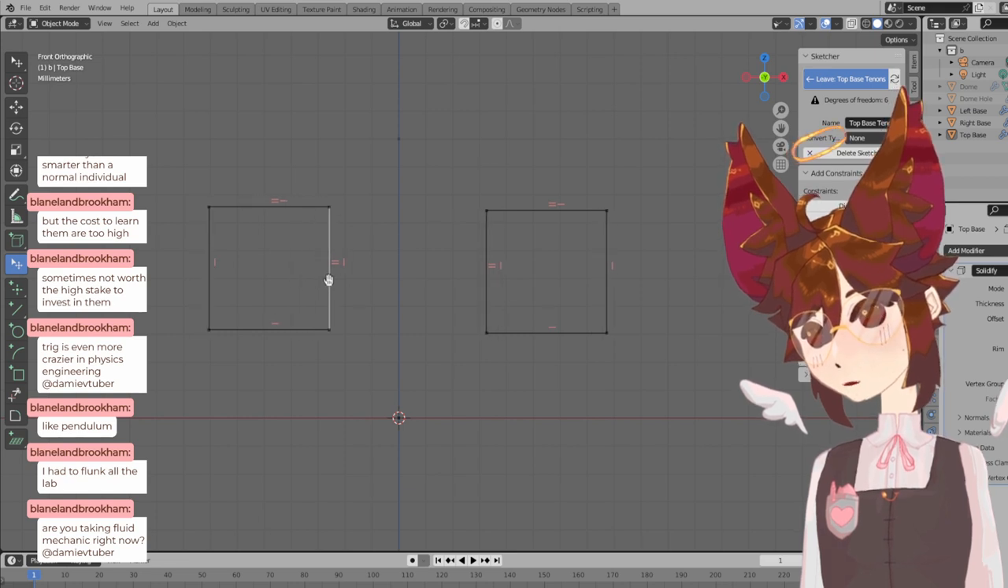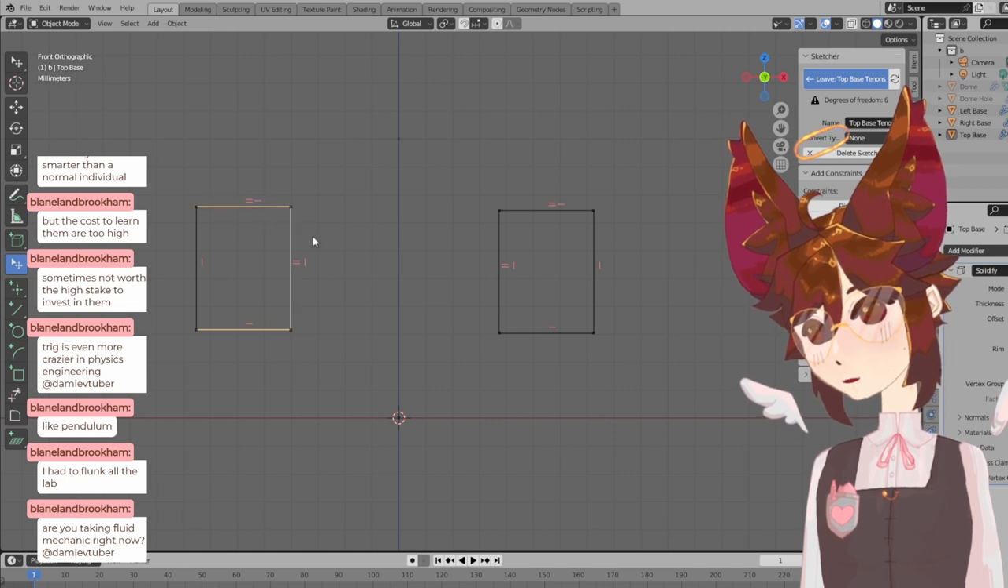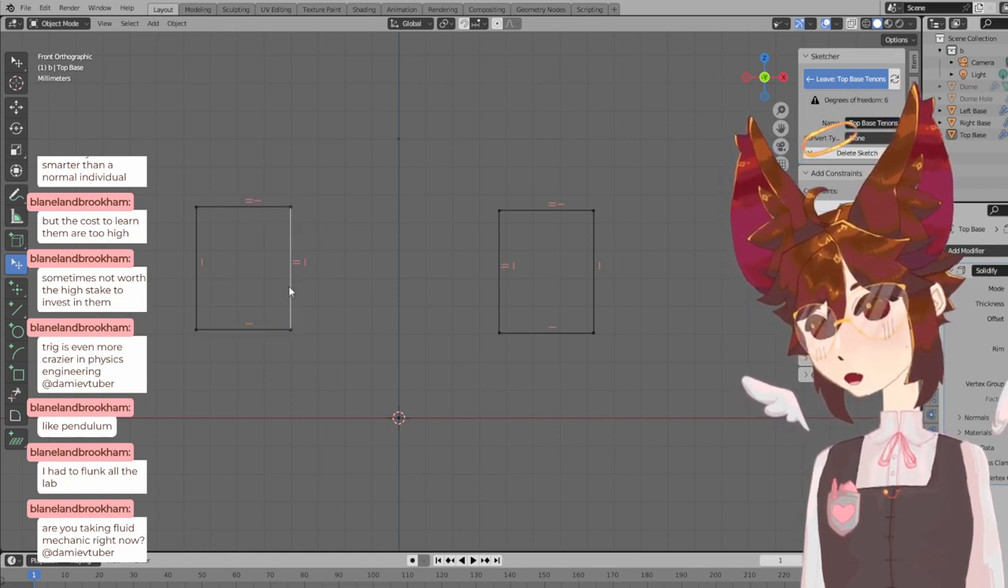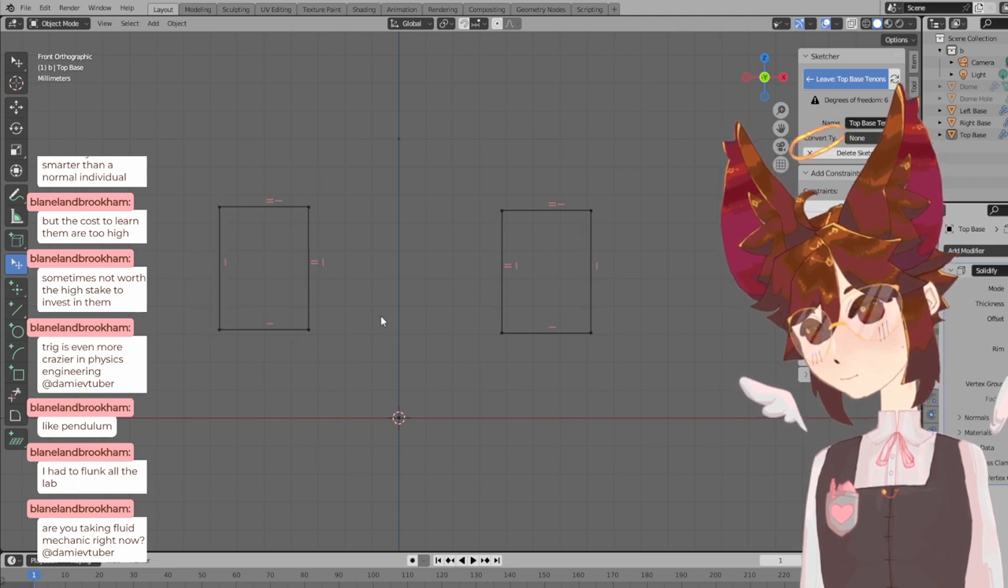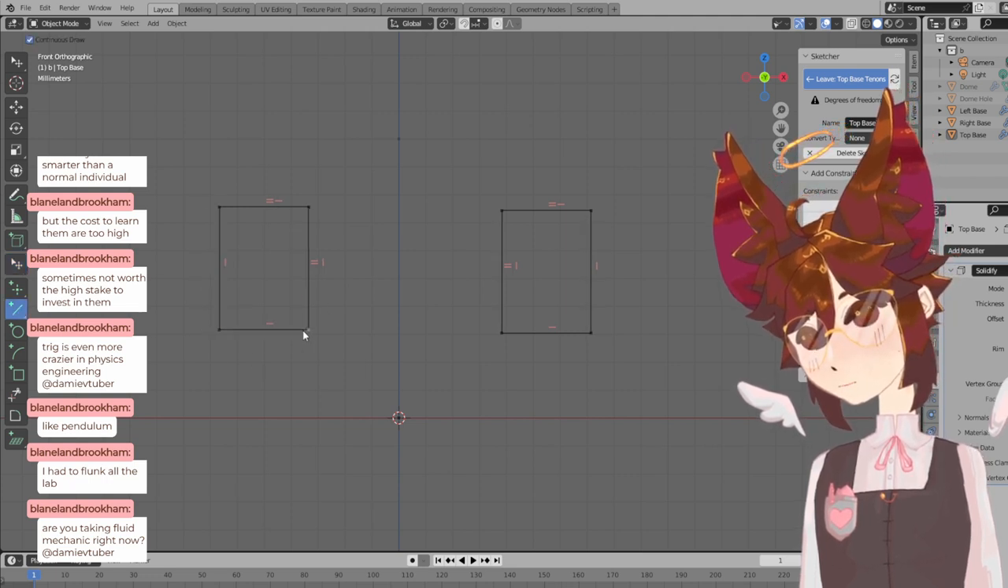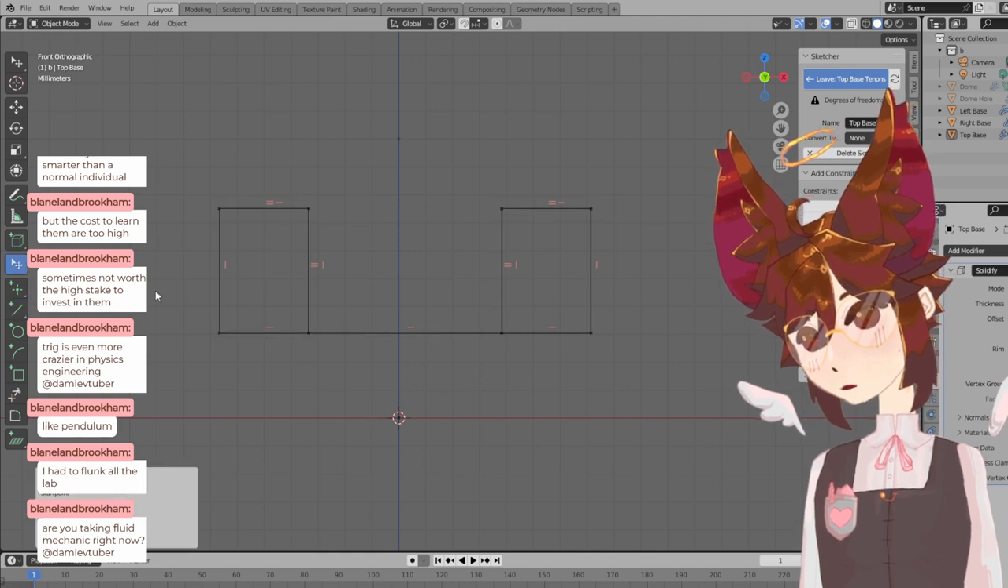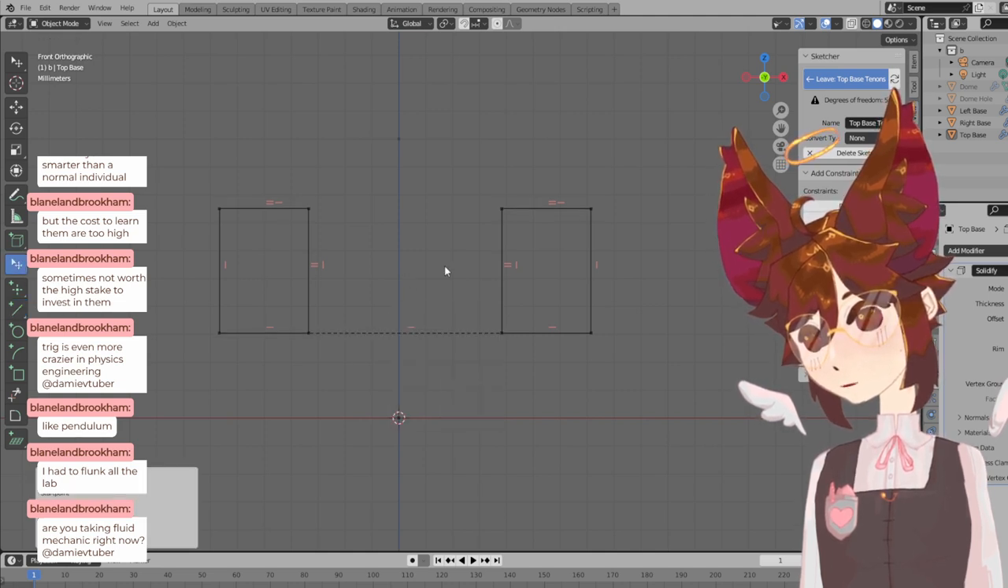I think this is now... Nope, that's not correctly constrained. This and this should be equal. Nope. Trial and error. I do want this distance to exist. There's a construction line.